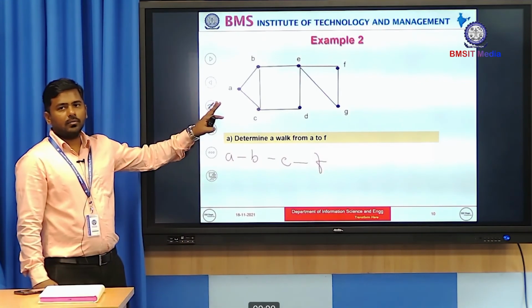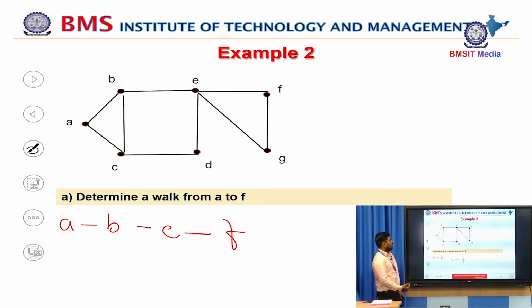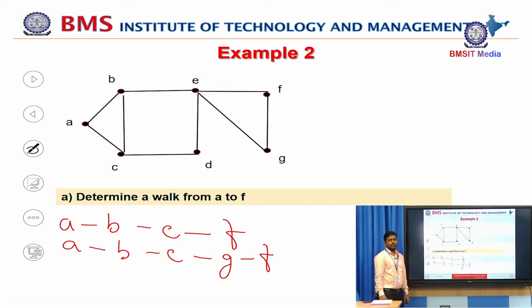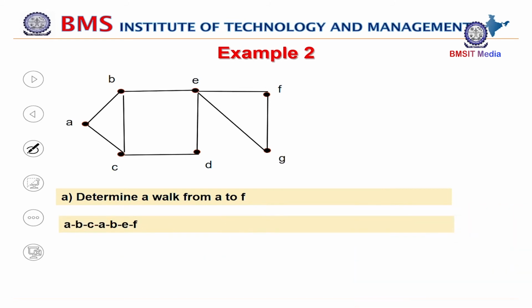There may be an alternate sequence. I will start with A to B, B to E, E to G, and again F. So, this is another example for the walk starting from A to F. Here is one more example: A to B, B to C, C to A, A to B, E to F.